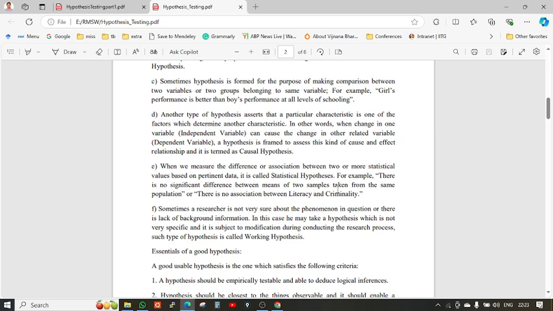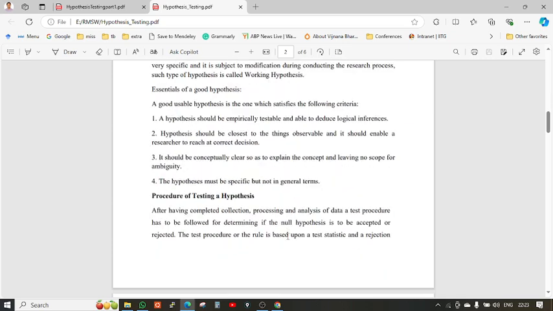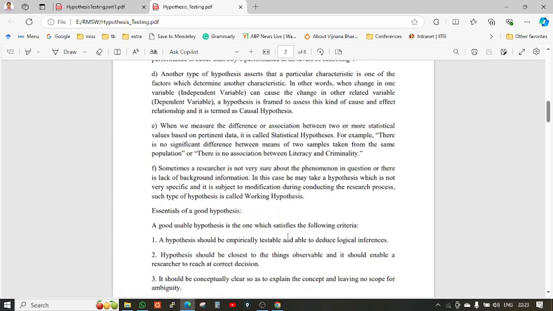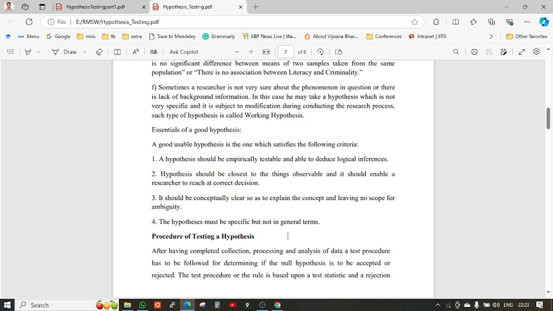Okay, so let's see the characteristics of a hypothesis. Whether it is good or bad, we have to describe some characteristics. A good hypothesis should always follow these characteristics: it should be empirically testable and logically defensible. It should be closest to things observable and enable a researcher to make the correct decision, and it should be clear to explain the concept, with no room for ambiguity. So a hypothesis must be specific, not in general terms. This is the general criteria for setting a good hypothesis.